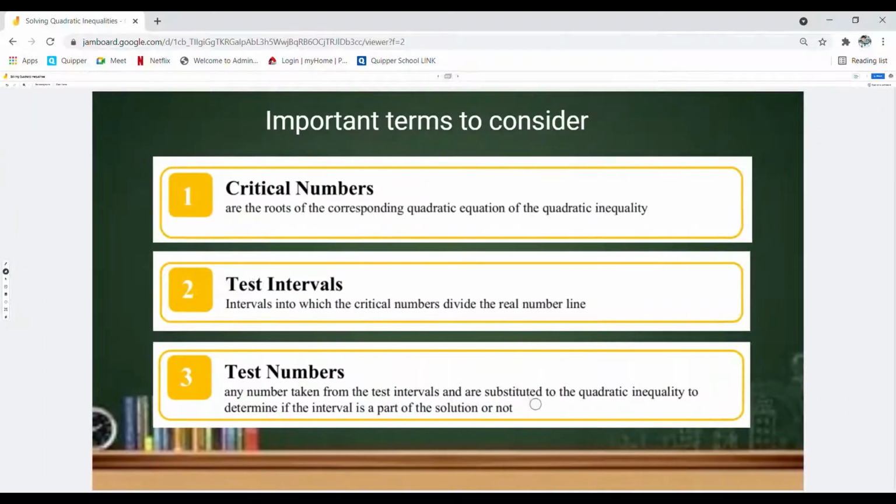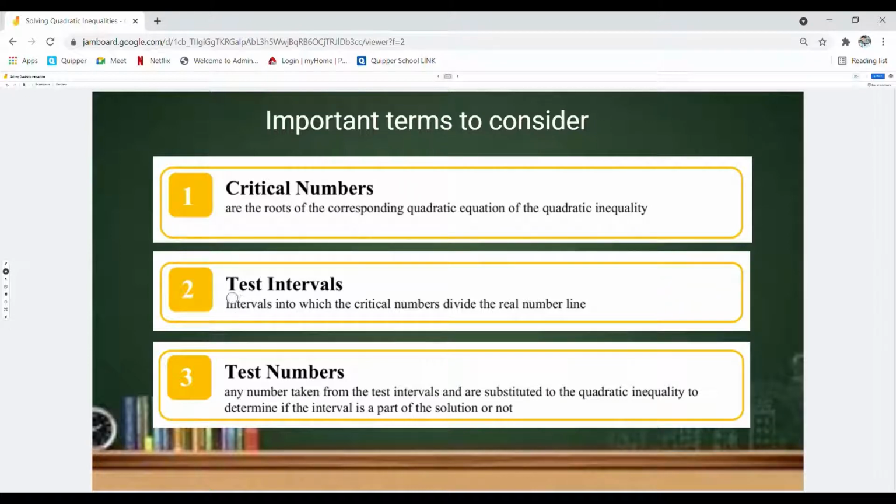We also have very important terms to consider: critical numbers. Critical numbers are the roots of the corresponding quadratic equation of the quadratic inequality. If we're dealing with a quadratic equation, we call them roots. If we are dealing with a quadratic inequality, we call them critical numbers. And actually, these numbers are not solutions, but locators. You will find out later on.